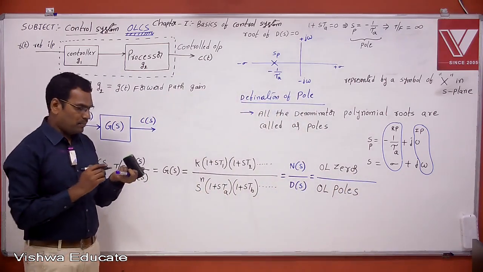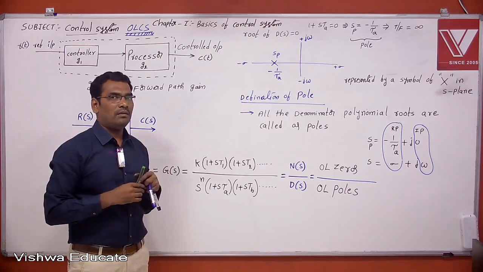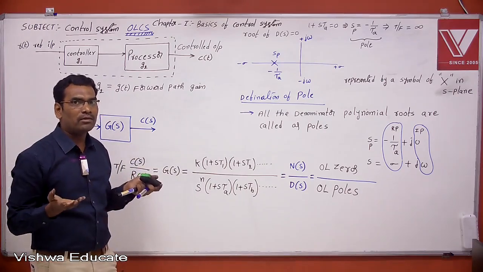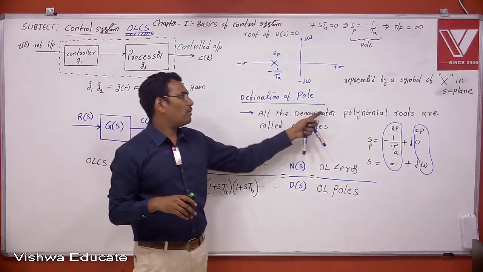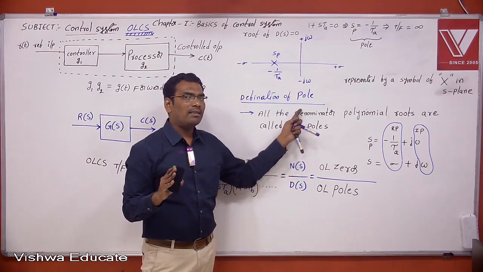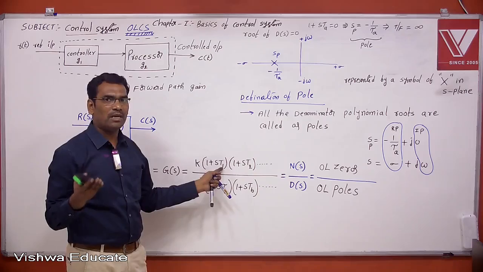This is a simple definition of poles and zeros. Not only in an open loop control system, but in any control system, whether open loop or closed loop, the definition is the same. All the denominator polynomial roots are called poles, and all the numerator polynomial roots are called zeros, anywhere.